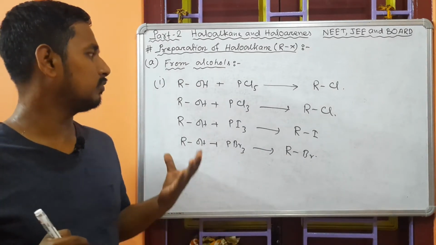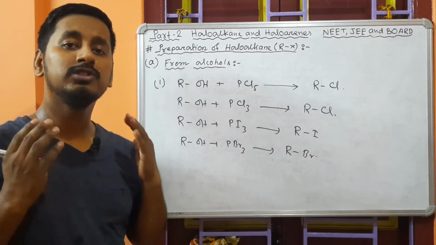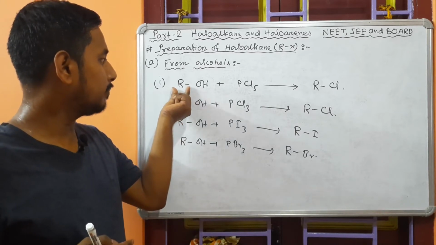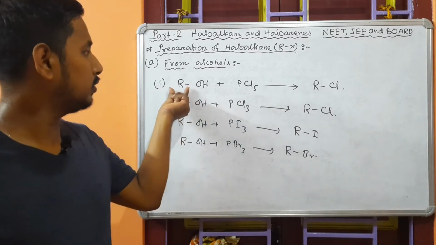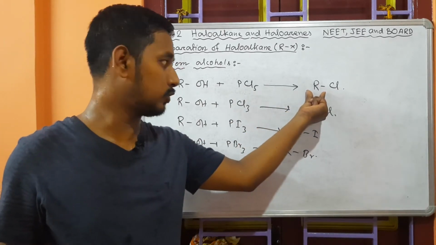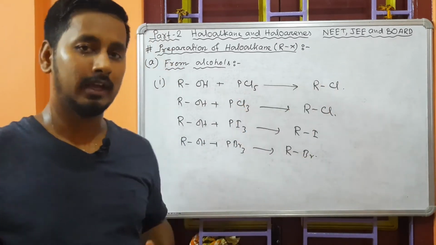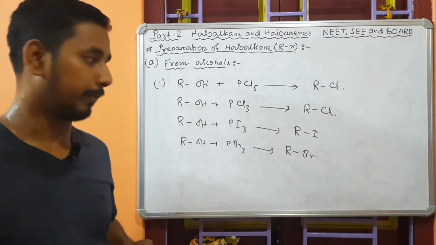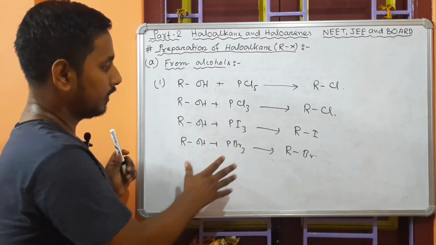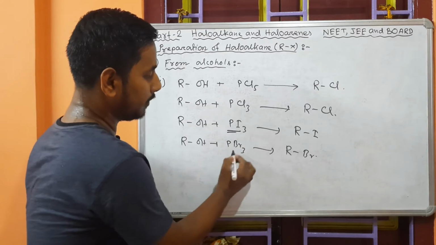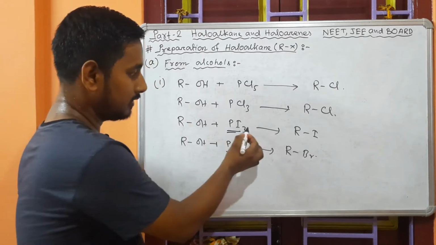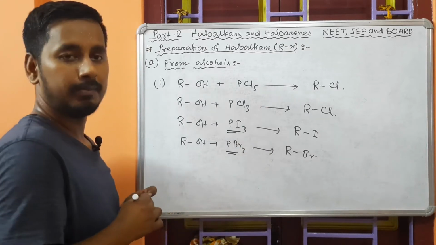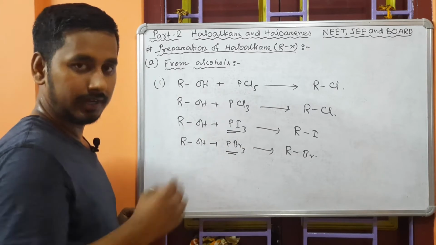Now you can replace the R group with any alkyl group, meaning you can use a CH3 group, a CH3CH2 group, whatever the alkyl group is. When you replace this R group with a different alkyl group, you get different kinds of alkyl halides. So these things are very important. And here this PI3 and PBr3 are also in situ, because PI3 is unstable and PBr3 is also unstable. That's why they are prepared in situ during the reaction with different reagents.